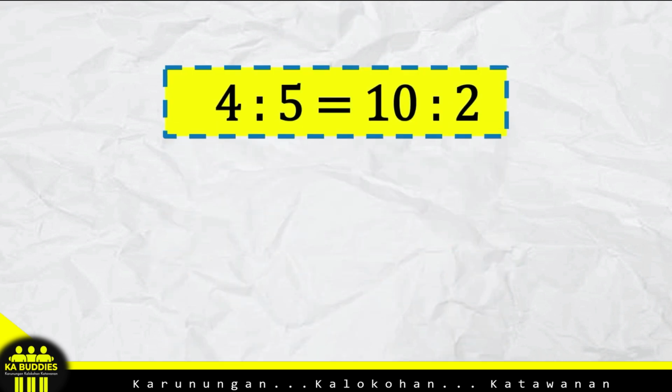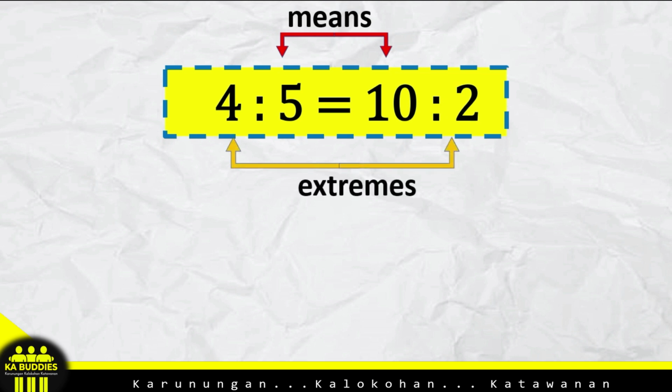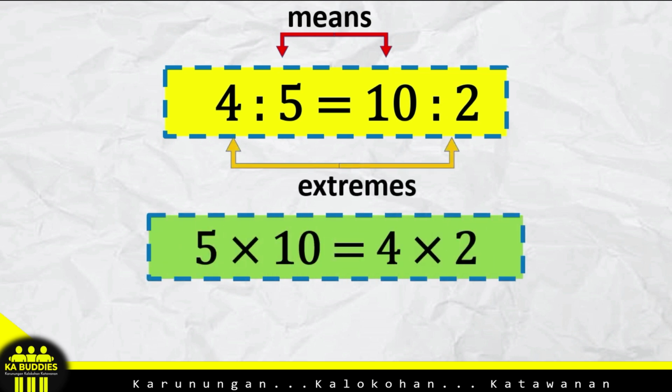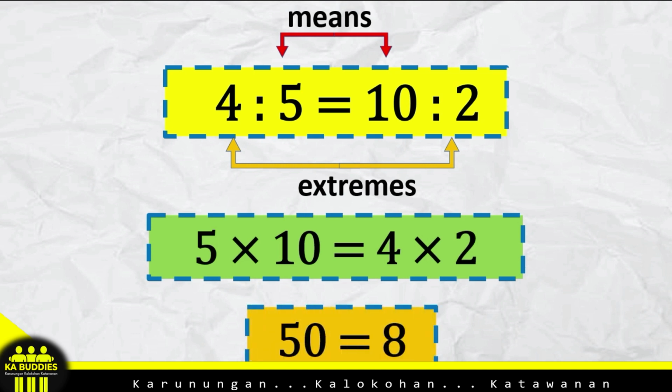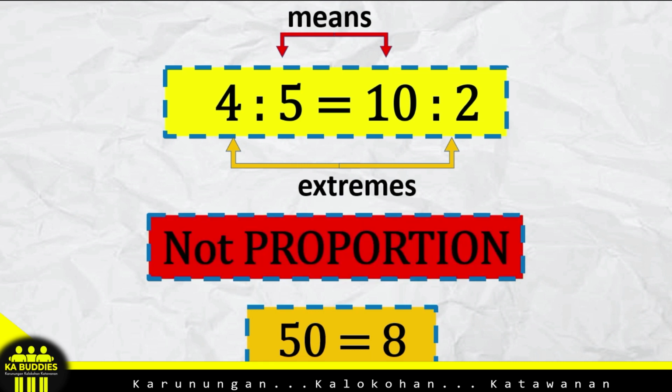Next, for our last example, we have 4 is to 5 is equal to 10 is to 2. So again, you need to identify first the means. The means are 5 and 10. The extremes are 4 and 2. And then let us multiply 5 times 10 and 4 times 2. The answer will be 50 is not equal to 8. So since they are not equal, this is not a proportion.